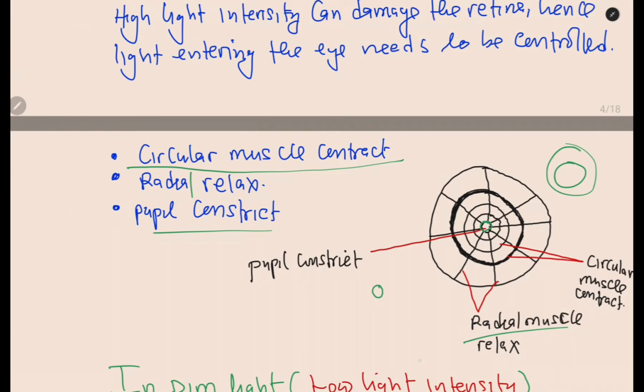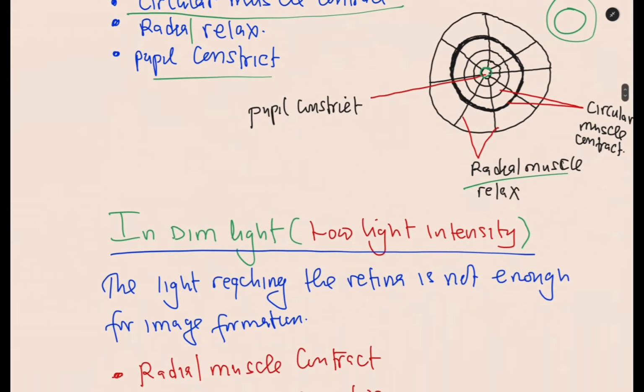So it has reduced in what? In size. That's constricted, so that less light can enter the what? The eye. And this happens when there's too much light, or high light intensity. So you need to know it. Okay, then what happens in dim light?